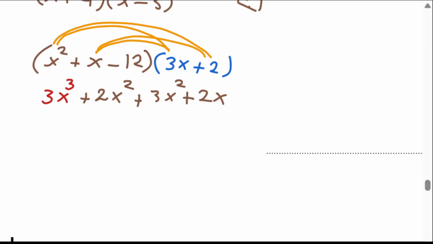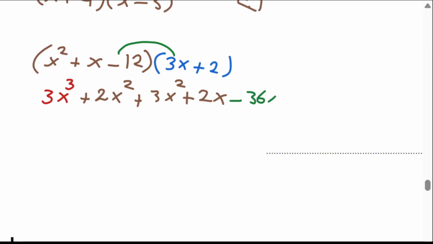Now the last part is the 12. Let's erase these. Now minus 12 times 3 is minus 36x, because there is an x, and then minus 12 times 2 is minus 24. This is a very nice question. What we will need to do now is just to combine like terms.